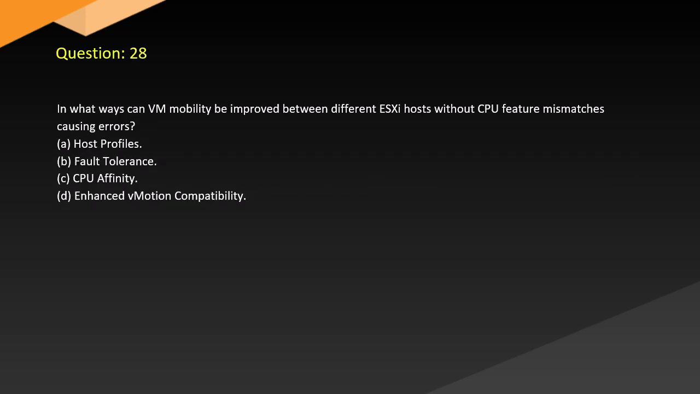Question 28. In what ways can VM mobility be improved between different ESXi hosts with CPU feature mismatches causing errors? A. Host profiles. B. Fault Tolerance. C. CPU affinity. D. Enhanced vMotion Compatibility.